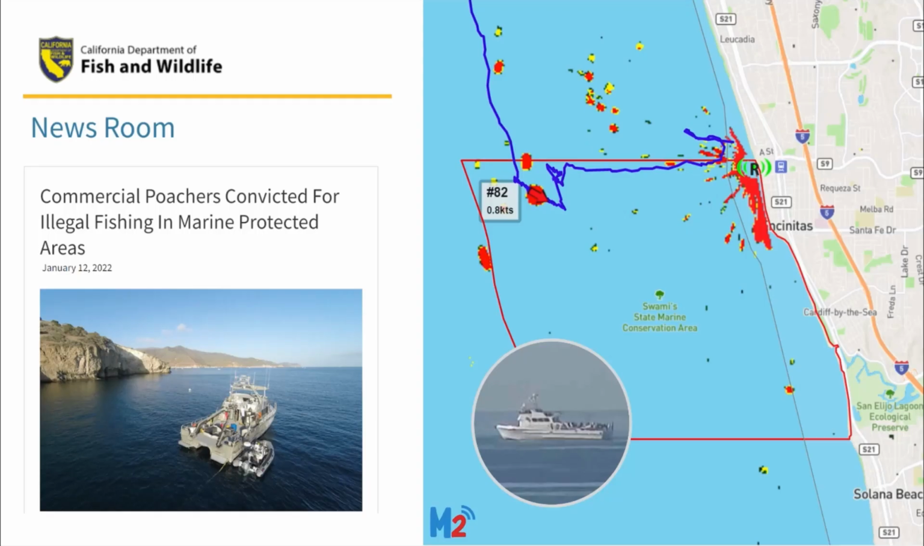One example of this application is from Southern California, where M2 data were used to support the prosecution of illegal fishing within an MPA. M2 collected over 50 images of the vessel throughout its 2.5-hour trip in the area, which helped construct an understanding of the event before and after enforcement intervened on site.